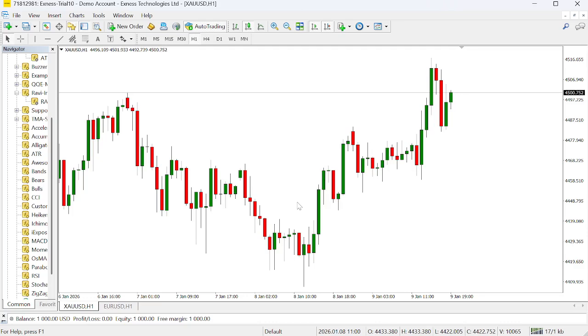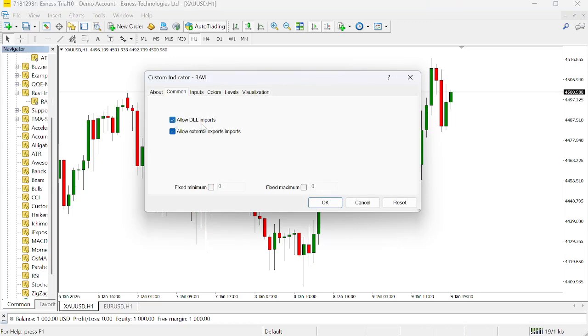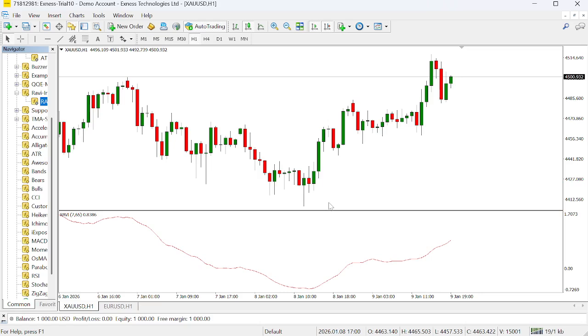At this point, I'll load the indicator on the chart so you can see how it looks in real time. Remember to allow DLL imports. Alright, so just like that, we have it installed on the chart, and it's quite easy to interpret.